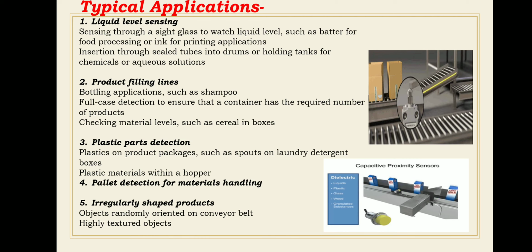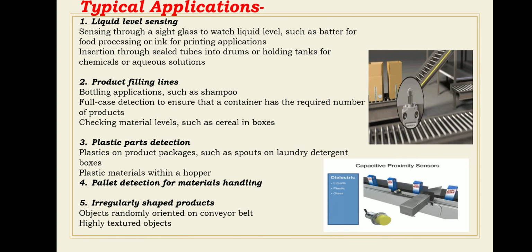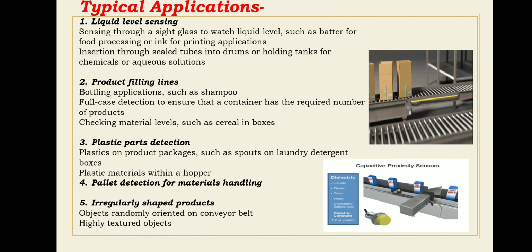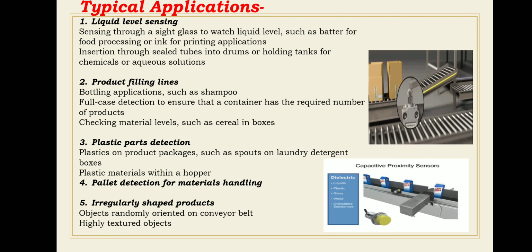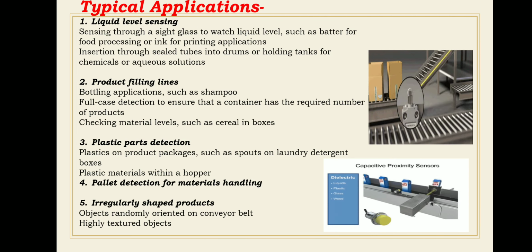Then the fourth application is pallet detection for material handling. You can directly detect faulty pallets on the conveyor. And the last application is irregularly shaped products, such as objects randomly oriented on the conveyor belt, or highly textured objects. So these are the five typical applications of proximity sensors: liquid level sensing, product filling lines, plastic part detection, pallet detection for material handling, and irregularly shaped products.